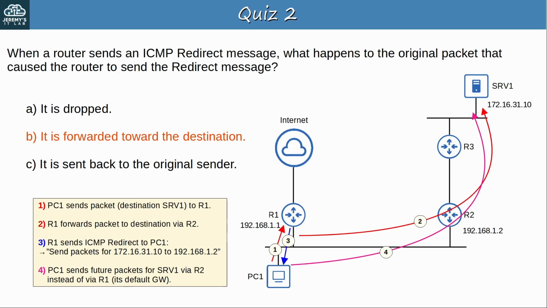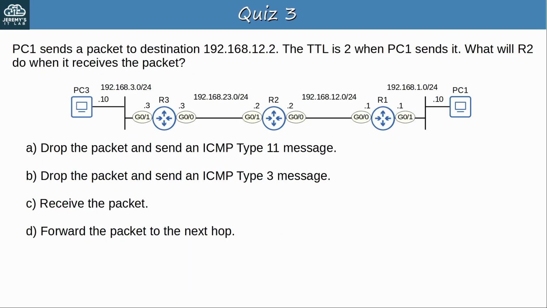Okay, let's go to question 3. PC1 sends a packet to destination 192.168.12.2. The TTL is 2 when PC1 sends it. What will R2 do when it receives the packet? Pause the video now to think about the answer.